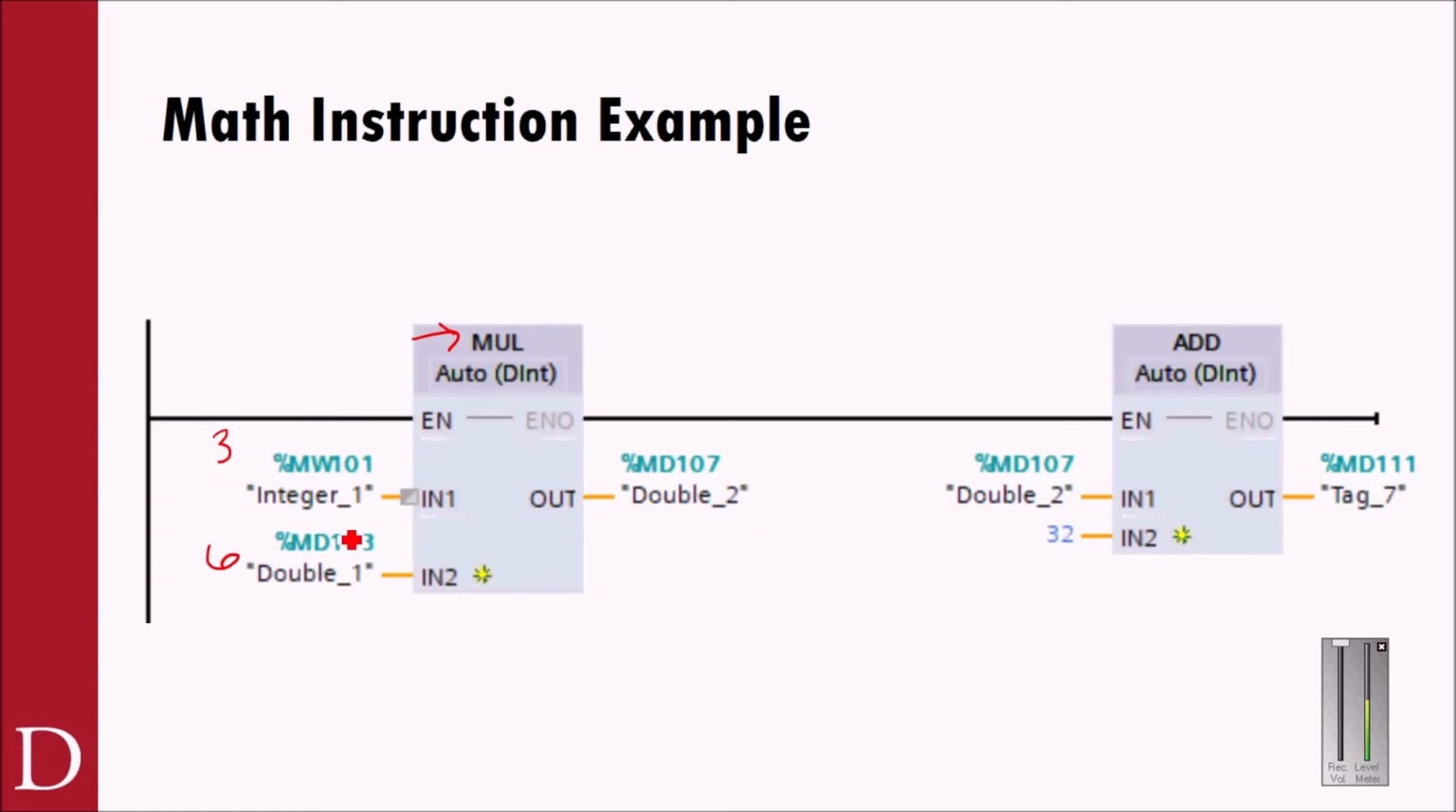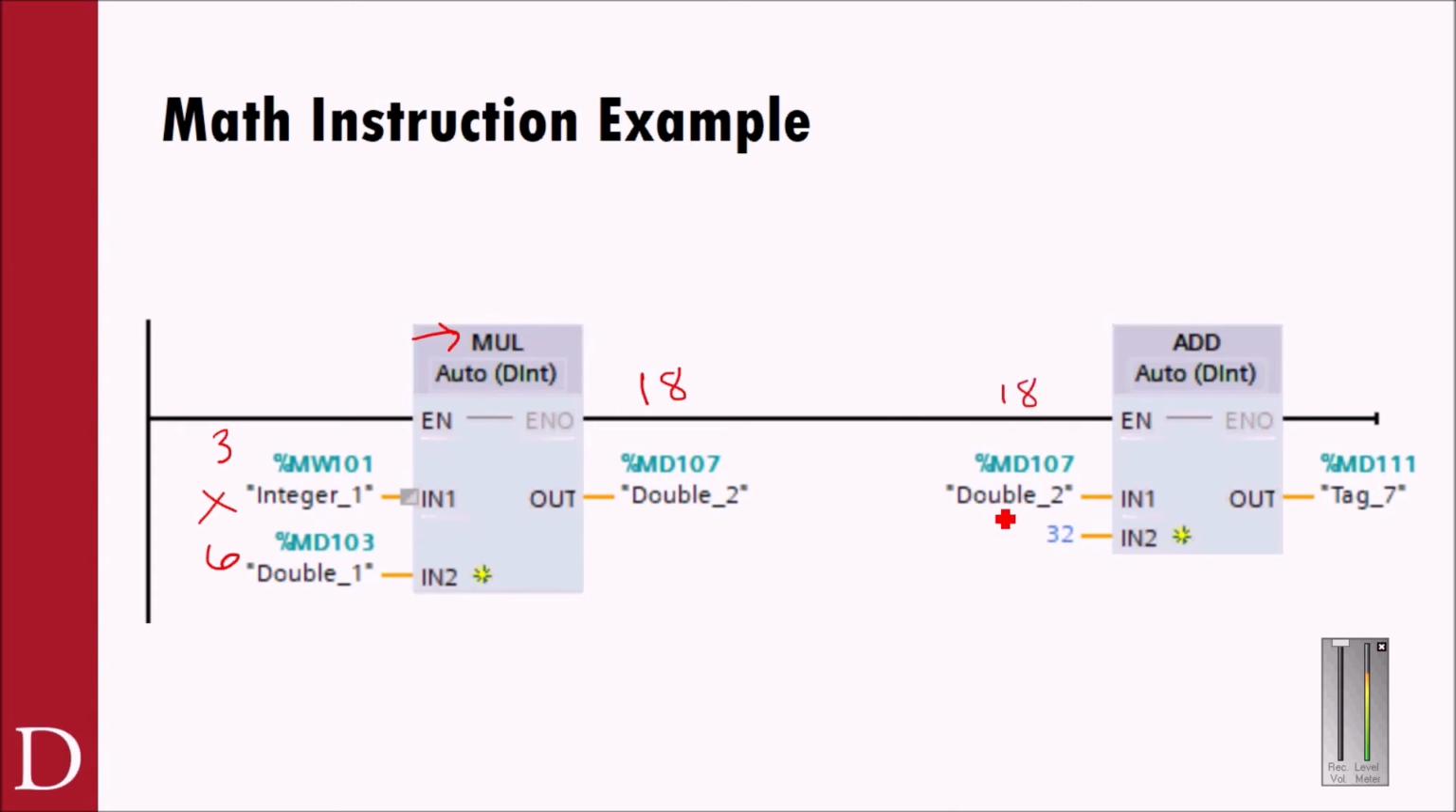I did the addressing the way that makes sense, right? MW101 means it's going to take up 2 bytes, so I didn't start my next address till 103. I would have been just as happy calling this MD105 and just counting by 4s or something. But as long as you're aware how much memory the word takes up, and you're taking that into account, that's a good thing. So 3 times 6 is going to be 18. I'm going to store 18 inside of MD107.